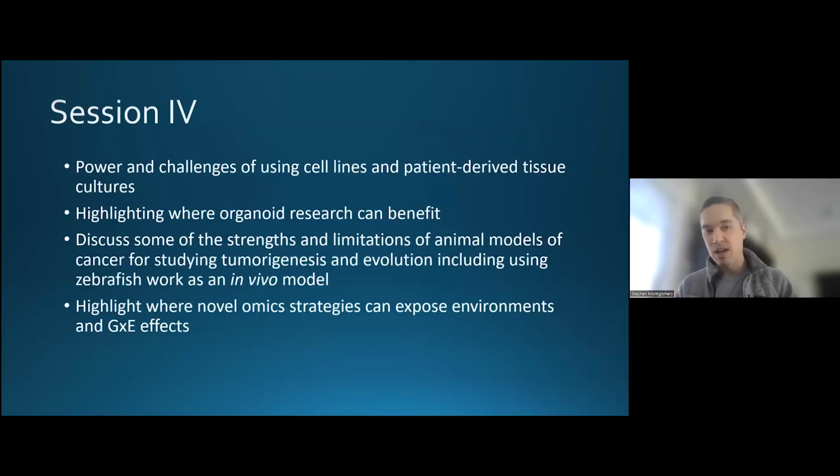So in general, this session is going to cover the power and challenges of using cell lines and patient-derived tissue cultures. It's going to highlight where organoid research can benefit, and it's going to discuss some of the strengths and limitations of animal models for cancer, for studying tumorigenesis and evolution, including using zebrafish. And we're going to highlight where novel omic strategies can expose environments and different gene by environment effects.